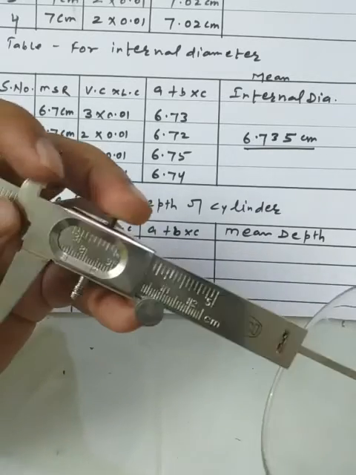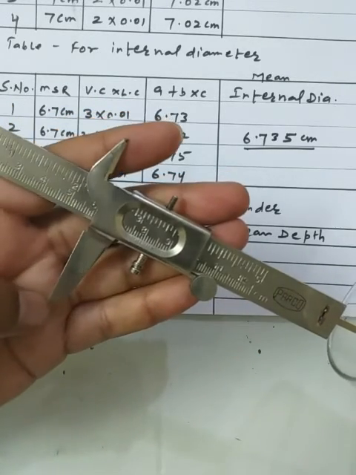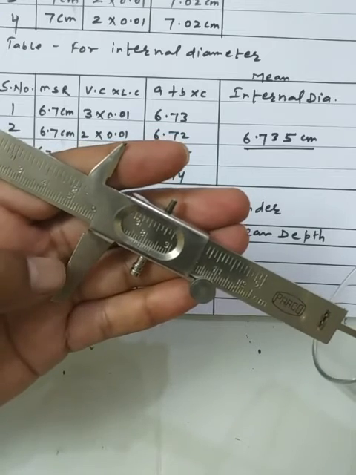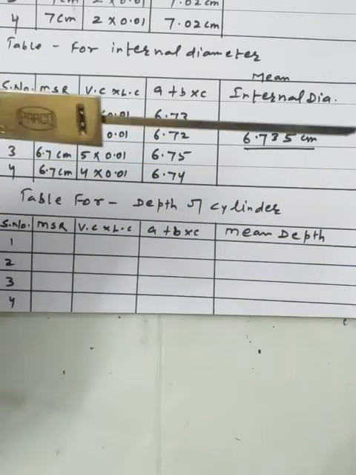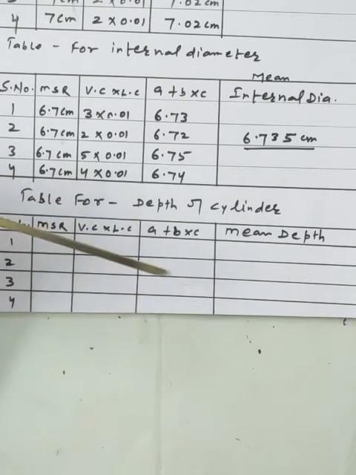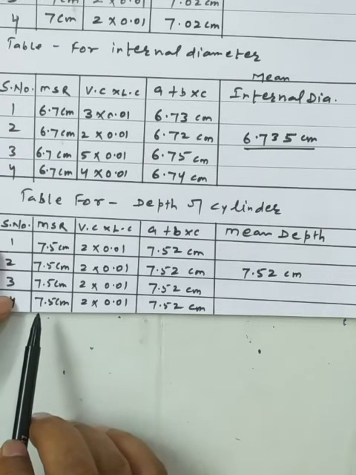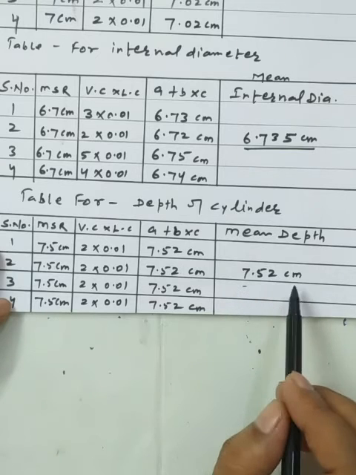We will repeat the experiment at different places of the glass. So these are the three uses of the vernier calipers: external jaws, internal jaws, and the strip for depth. Now I am writing all the measurements for you. This is a possible representation of the depth we have, and it comes to near about 7.52.